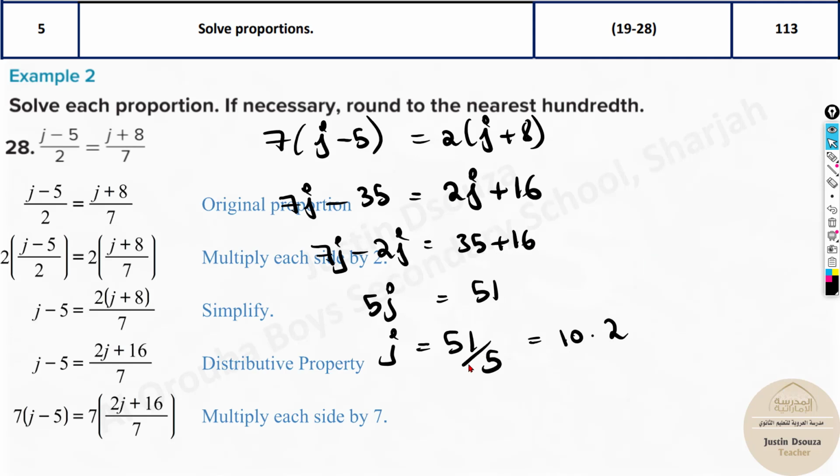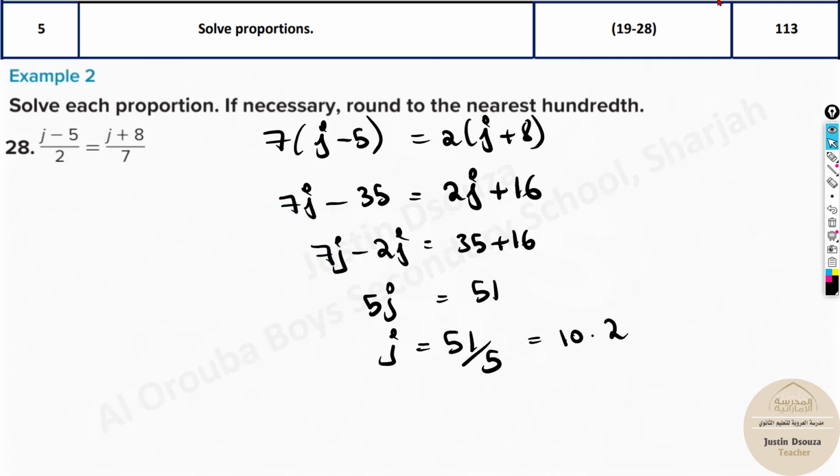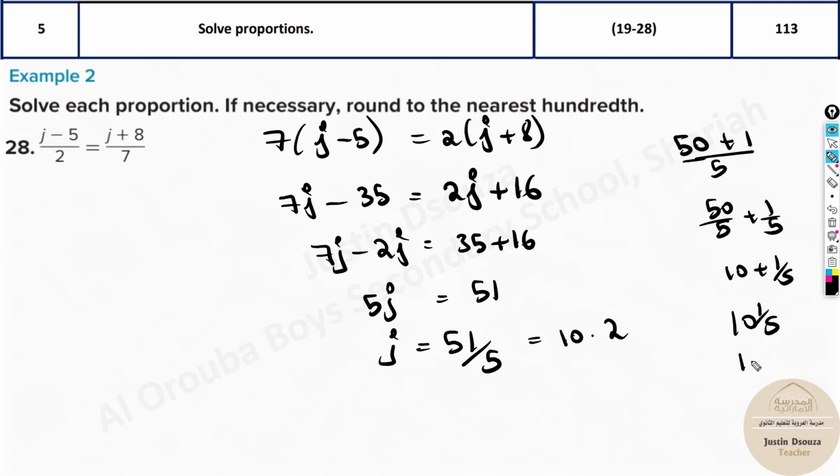Now, if you're thinking how we can directly do this, what I do, if you're not using your calculators, there's a method. This is 51, right? So 50 plus 1 divided by 5. That would be 50 by 5 plus 1 by 5. 50 by 5 is 10 plus 1/5. 1/5 is 0.2, right? 1 part of 5, that would be 20%. So 10 plus 0.2 or 10.2. So that's how we can get it directly.